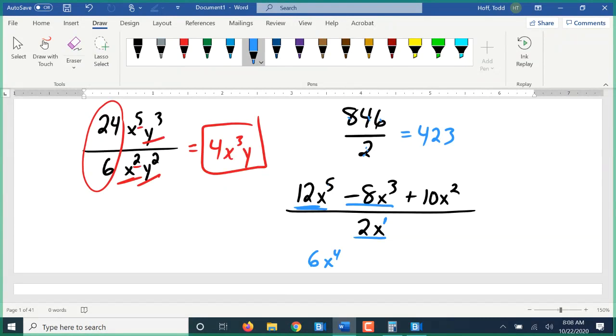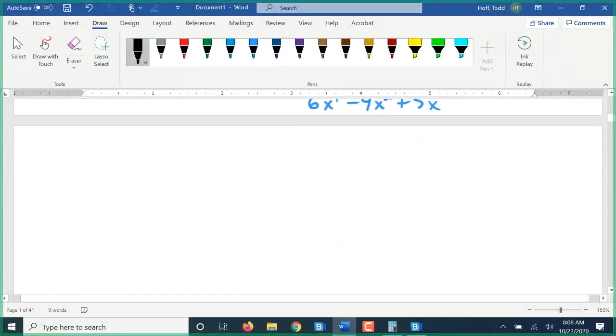Negative 8x to the third divided by 2x. Well, negative 8 divided by 2 is a negative 4. X to the third divided by x is x squared. 10x squared divided by 2x. Well, 10 divided by 2 is 5. X squared divided by x is just x. So we divide it out digit by digit. Well, these are some of those things that you only get good at by practicing. And along with them, I'm going to have you also practice those integers a little bit again.